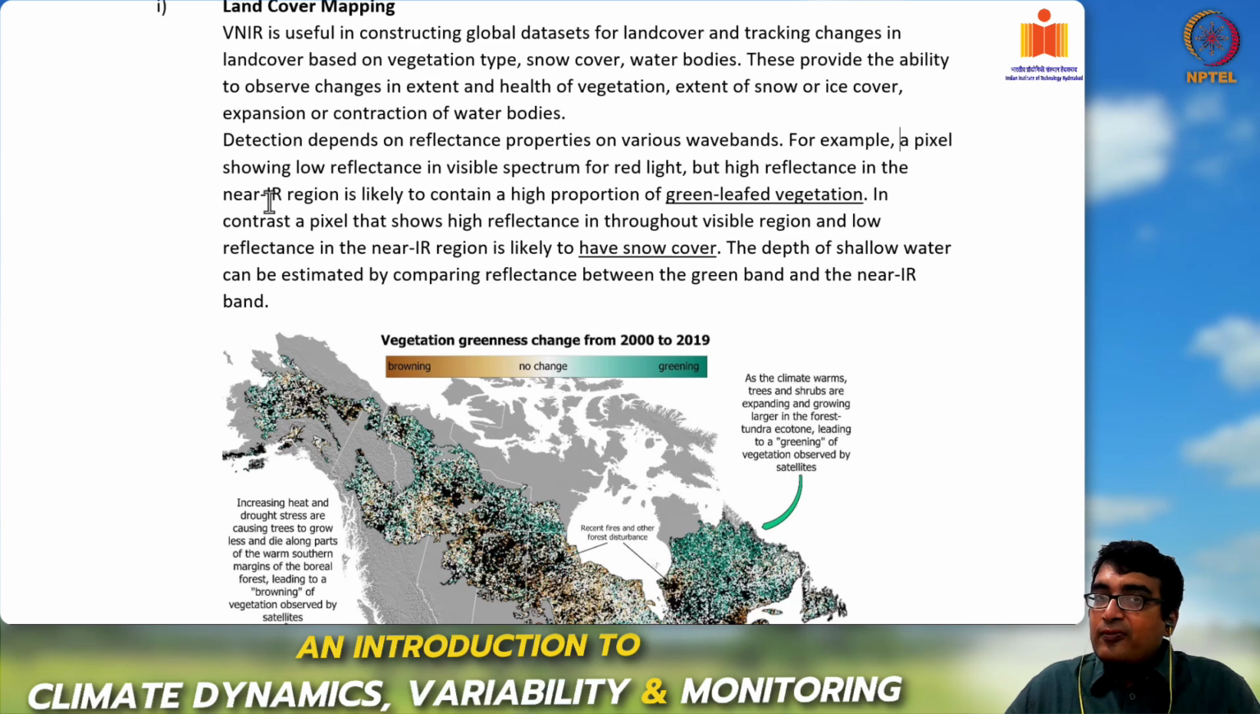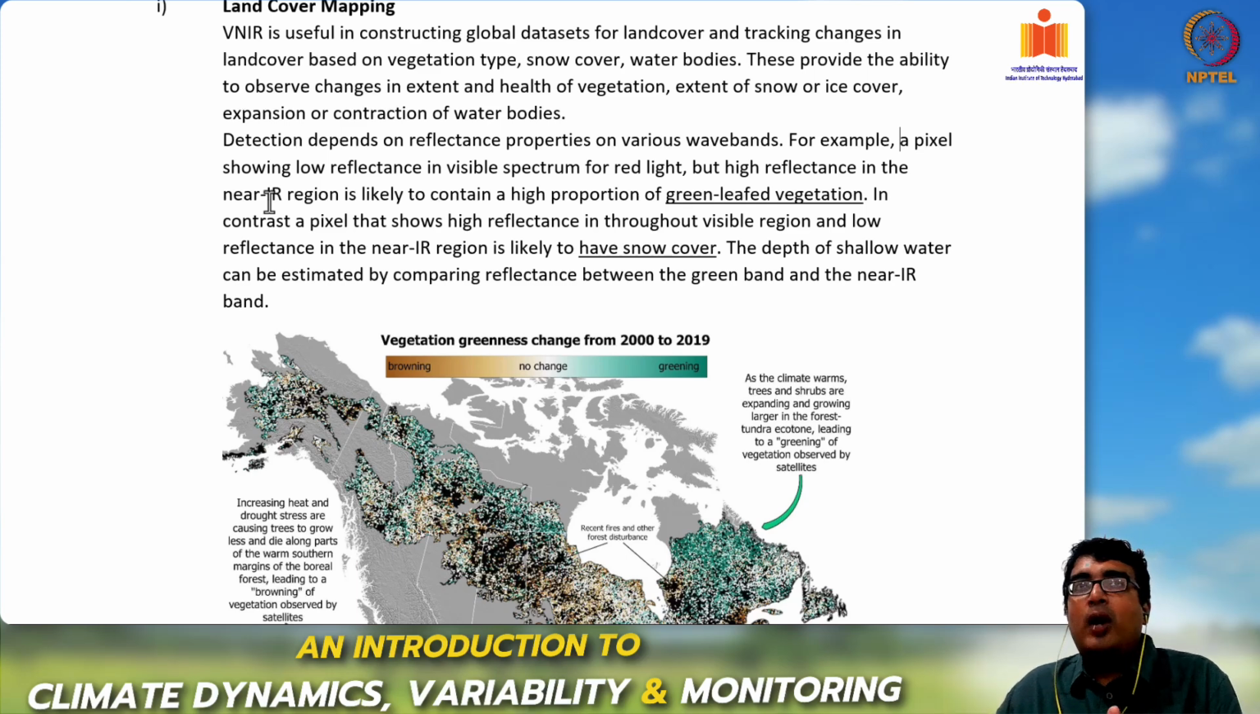Snow is white, it reflects a lot of the visible spectrum. So, in the entire 0.4 to 0.7 micrometer range it will have high reflectance, but in the near infrared zone snow actually absorbs. So, in the 1 to 3 micrometer range it will have low reflectance. So, such a signature coming from a certain pixel will imply that it is covered with snow.